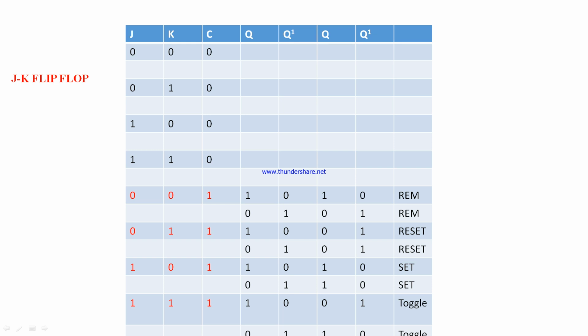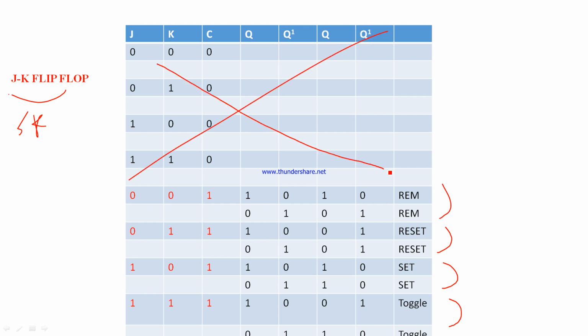Okay. Now, things to remember: the JK flip-flop is similar to the SR flip-flop. That is, you have your remember state, you have your reset state, you have your set state, and in this case, we don't have the invalid state, we have the toggle state. So remember, the upper part we will not consider. We put all our clock as 1, we will consider clock 1.